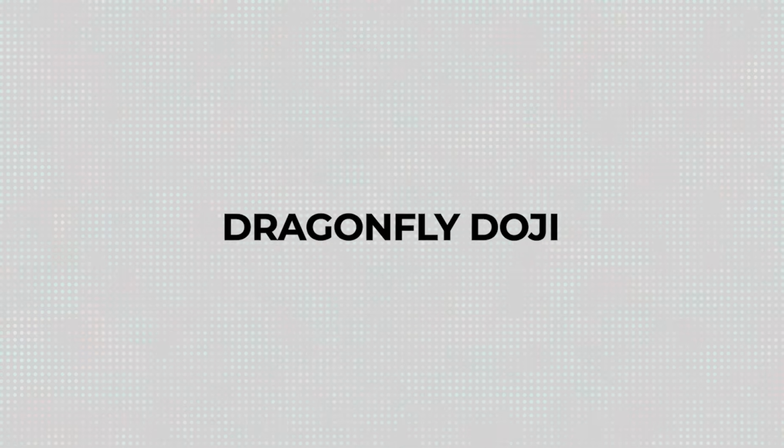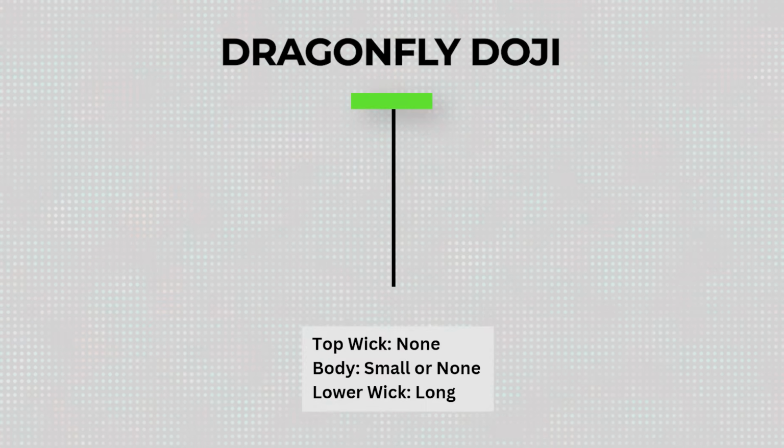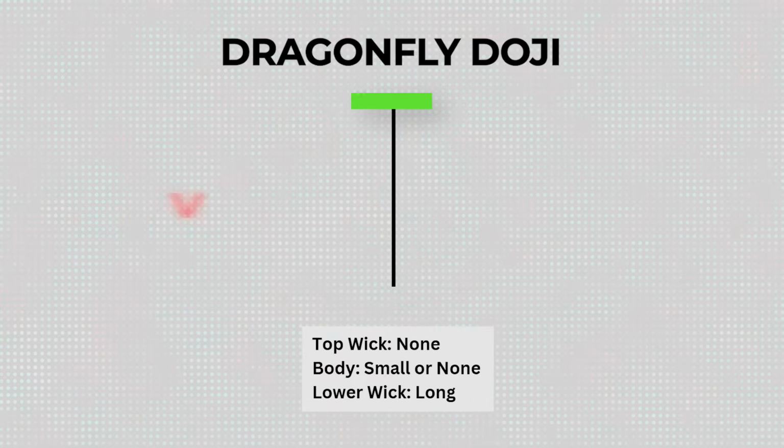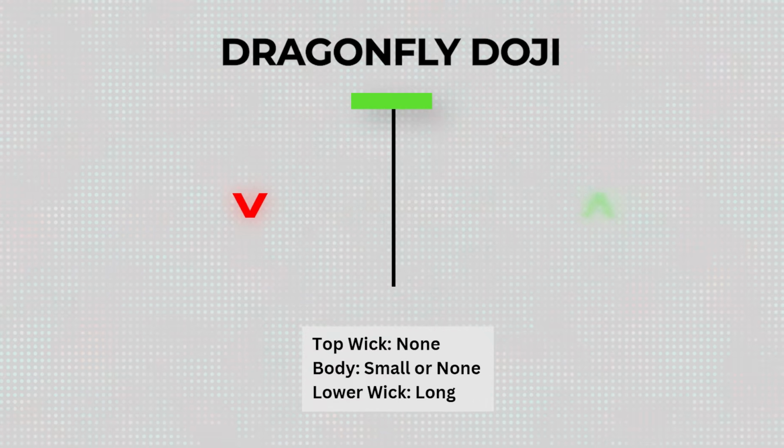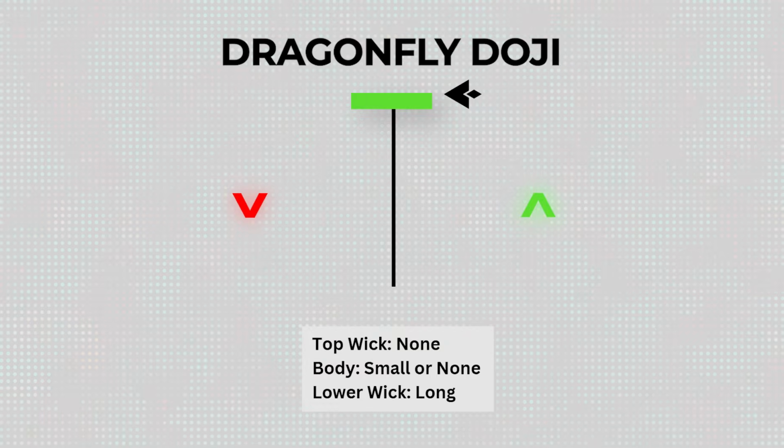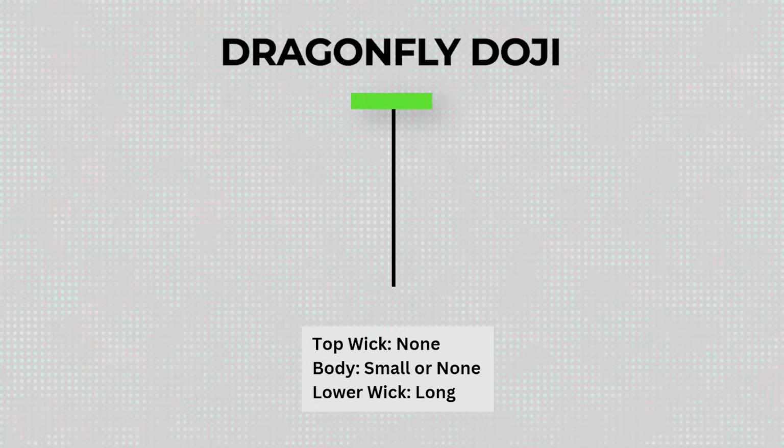The Dragonfly Doji has a long lower wick and little to no upper wick. It suggests that sellers push the price down, but buyers regain control, closing near the open. This pattern indicates a potential bullish reversal.